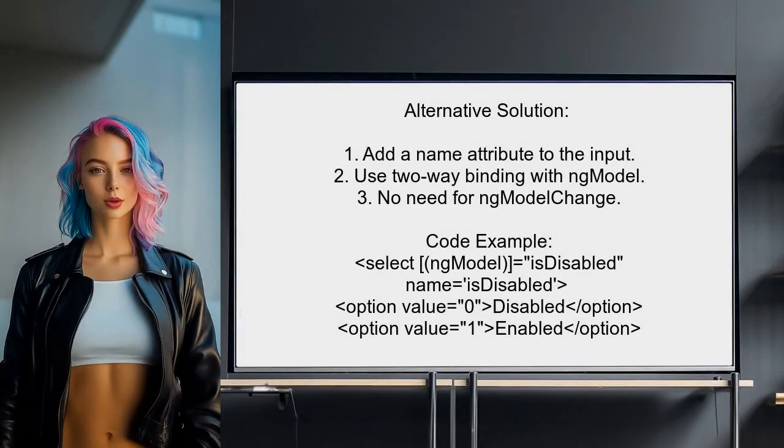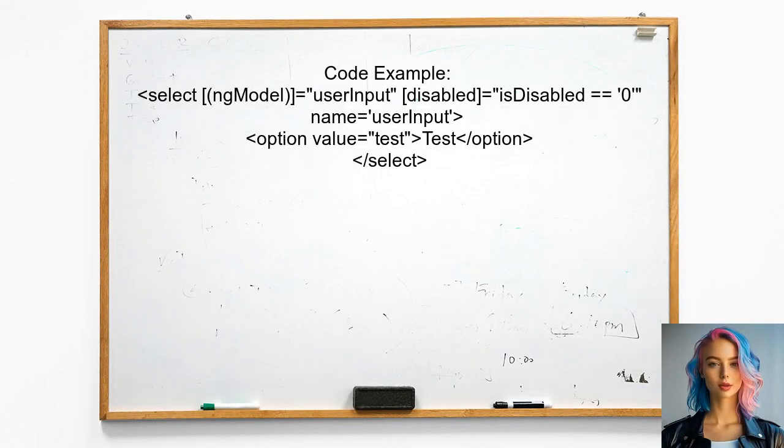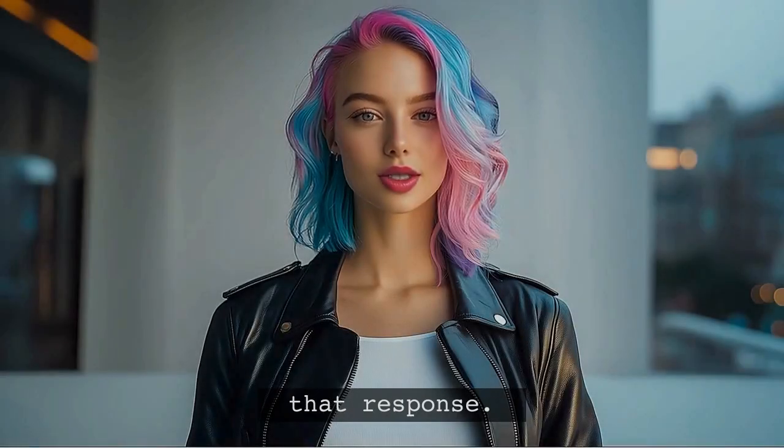An alternative solution suggests adding a name attribute to the input and using two-way binding with ngModel. This approach eliminates the need for ngModelChange. For the second select input, bind user input with ngModel and set the disabled property based on isDisabled. This ensures the disabled state updates correctly. That's it for that response.